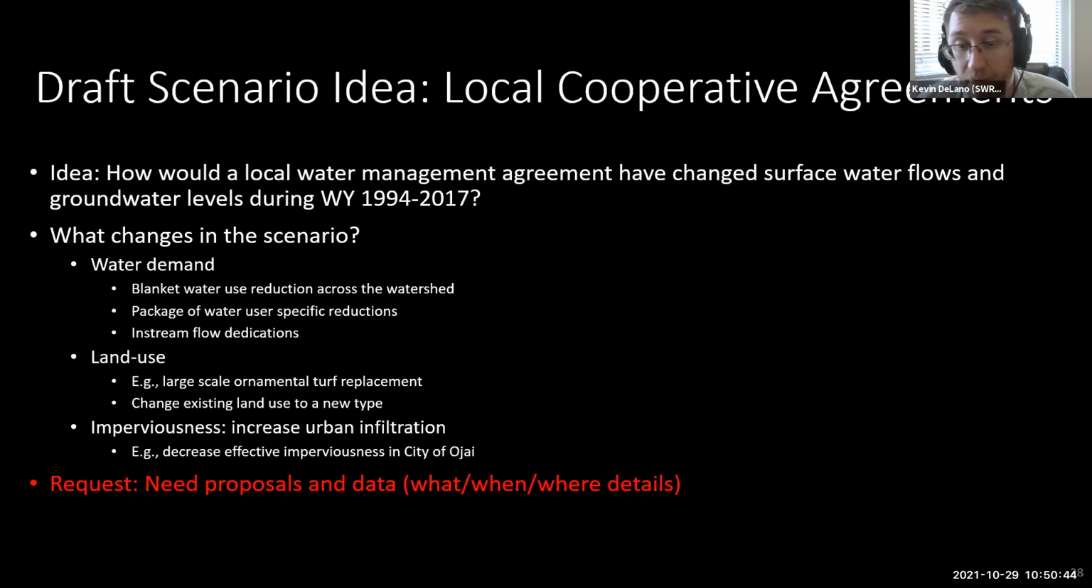And at this point, we need proposals and data on what this scenario would look like. So what is the package of water use reductions, for example, and where are they? Or if this is a turf replacement, or some kind of land use change, turf replacement, urban infiltration, can we get spatial data, something we could use in ArcGIS to swap out land use and imperviousness and replace it with something new for this scenario? So that's the big ask here: could you help us build this scenario in the next 2 to 3 months?